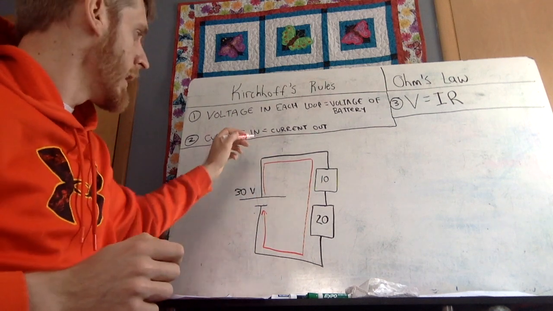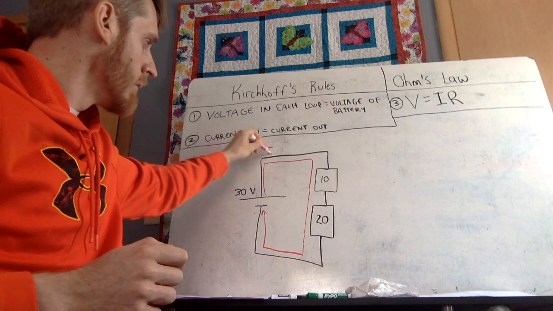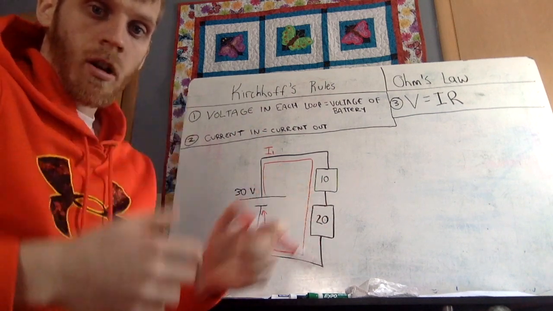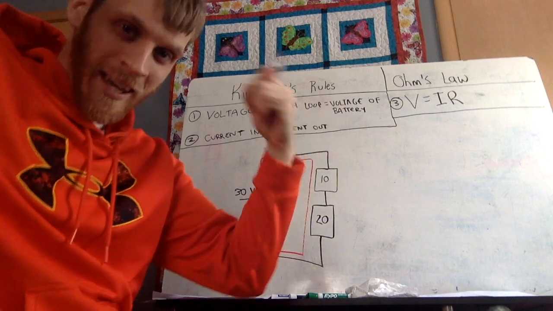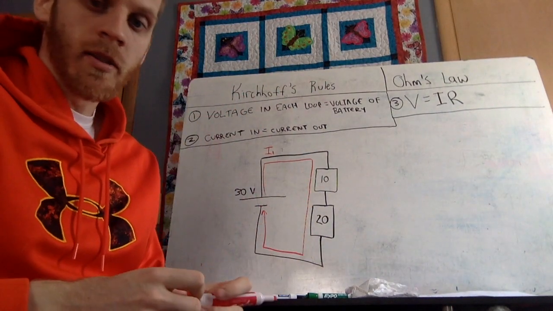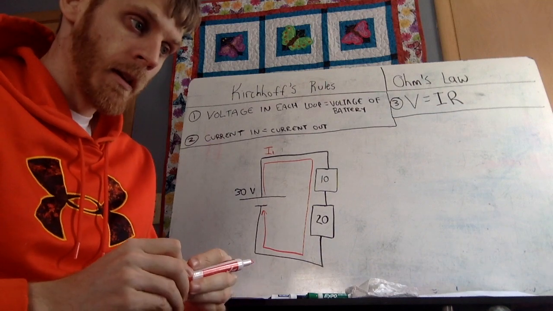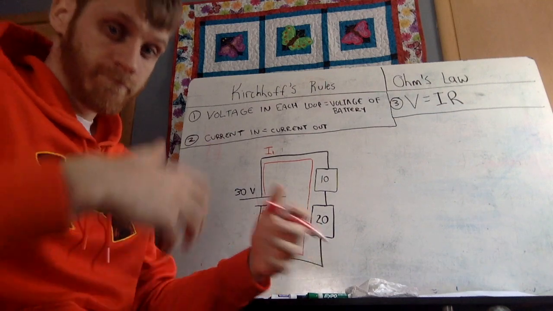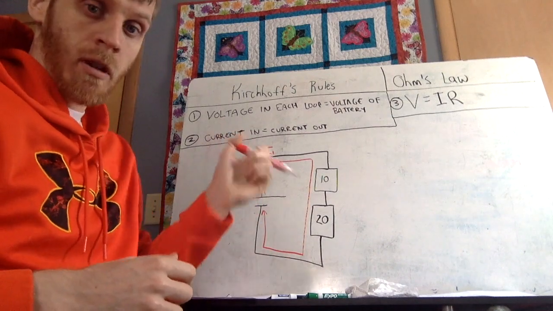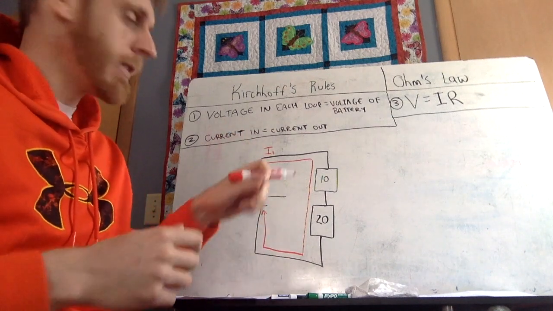And we're going to call that current I1. Just label it I or I1, because some of these circuits are going to have multiple currents, multiple different paths. This one only has one path, so we always have I1, the entire path.